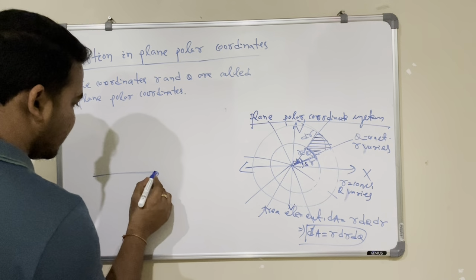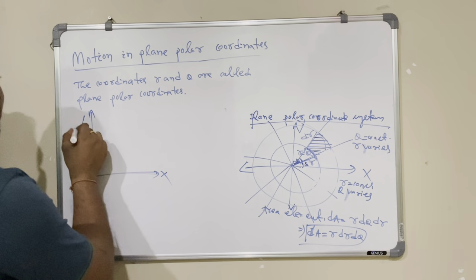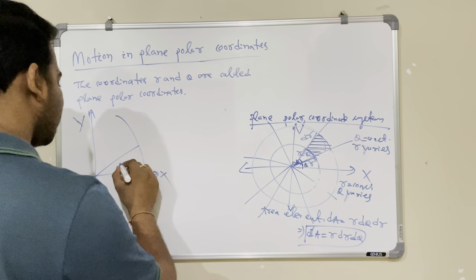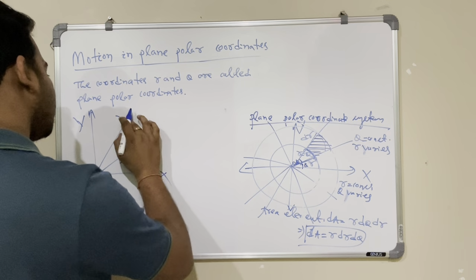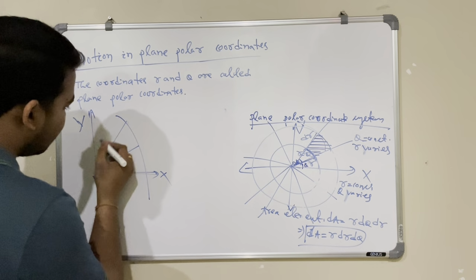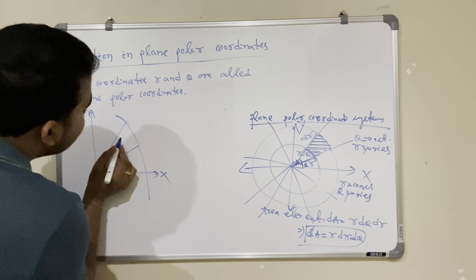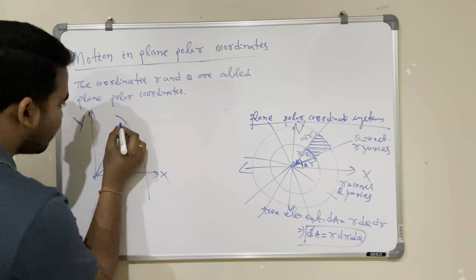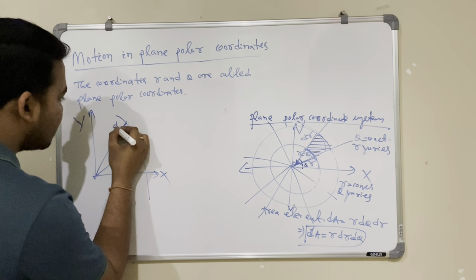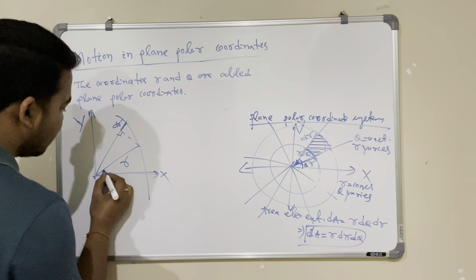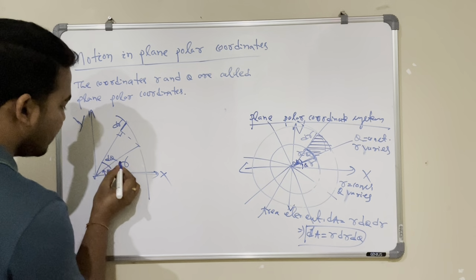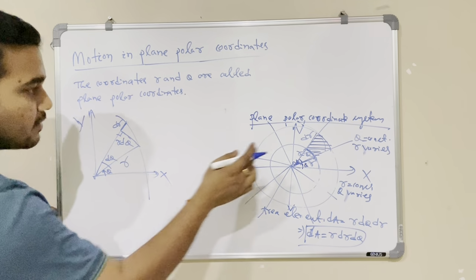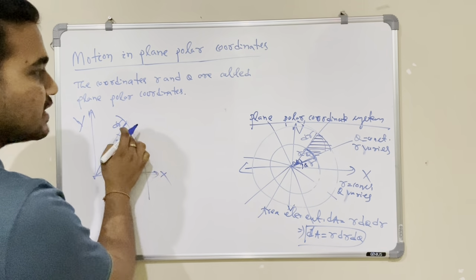Let's say this is our x-axis and this is our y-axis. Let's say here is an arc. Let's say this distance is r, and if we draw a perpendicular on this line, this distance is also r. So the change in length is dr. Okay, and let's say this angle is theta and this small angle is d theta. If this is d theta, then this side is r times d theta. From this, this is dr and this is r d theta.